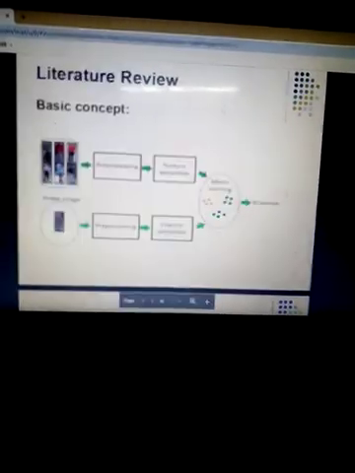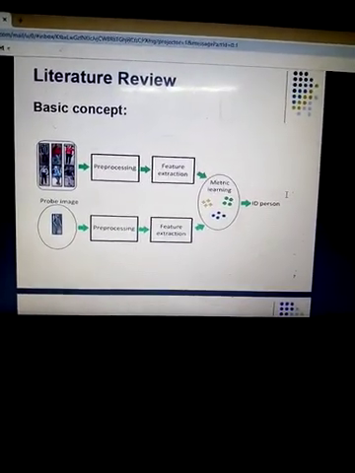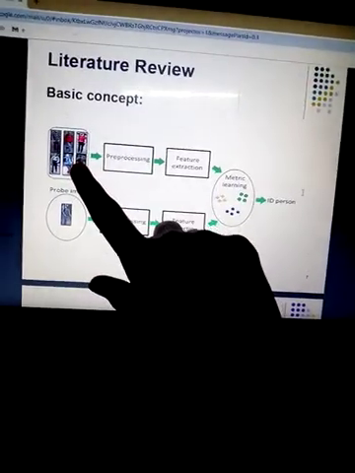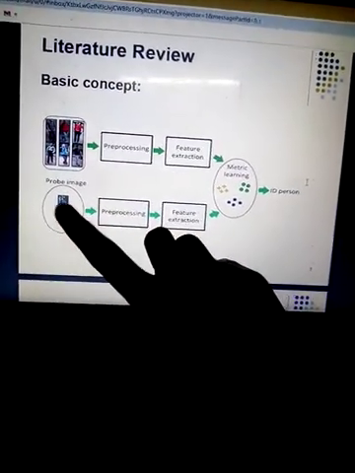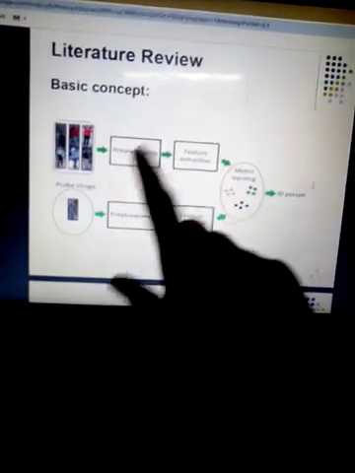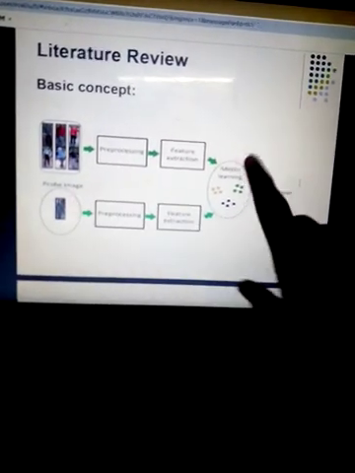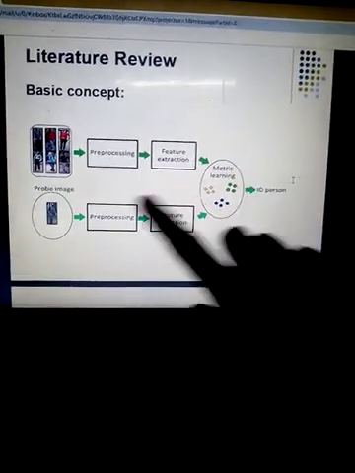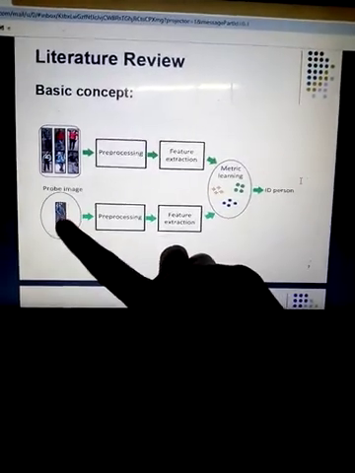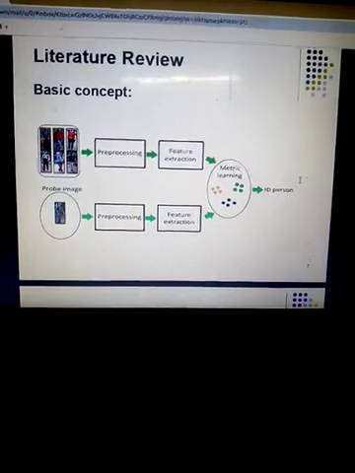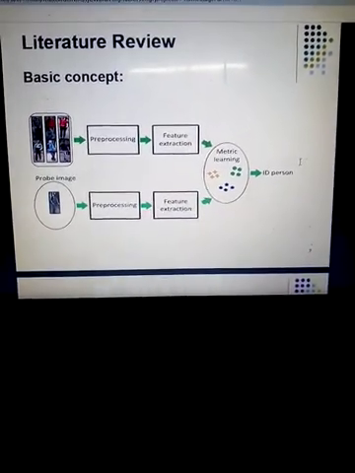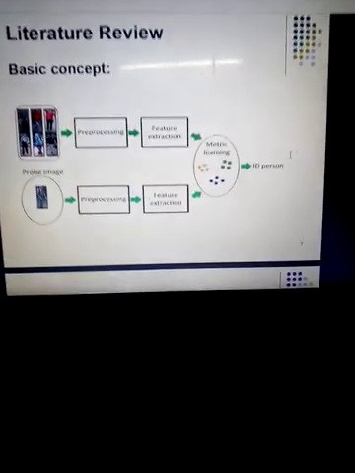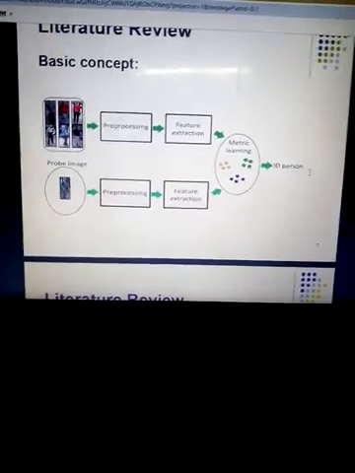In the literature review, the basic concept is that we have two images. This one is the gallery image and the other one is the probe image. The probe image is the target image. After the pre-processing of these two images, we extract the features from these two images and then calculate the distance. The image which has the least distance has more similarity, and vice versa. In this way, we identify a certain person.